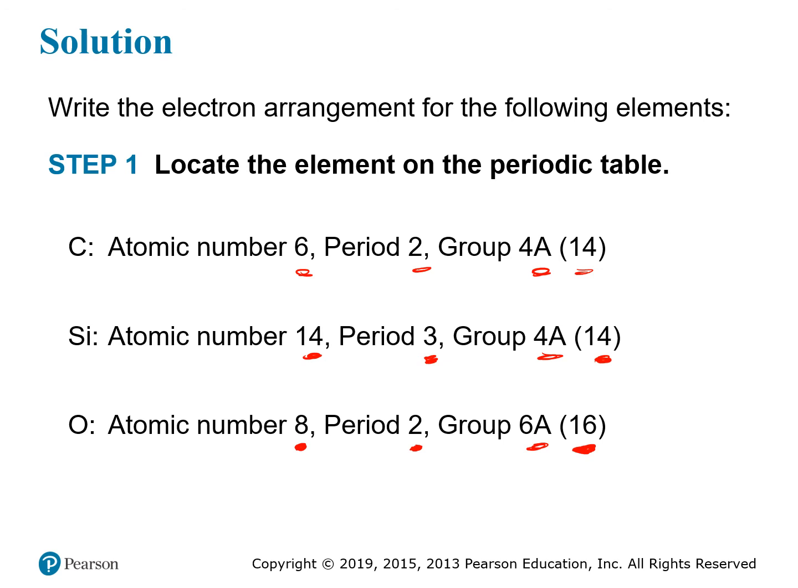So the periods and groups help you locate the element, but really what we need are these atomic numbers. For carbon, we're going to need to place 6 electrons. For silicon, we're going to want to find a place for 14 electrons. And for oxygen, we're going to want to find a place for 8 electrons.